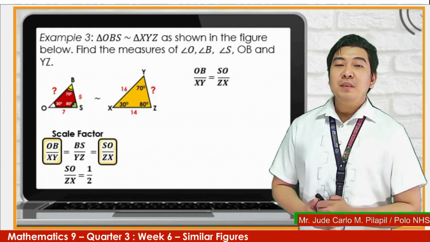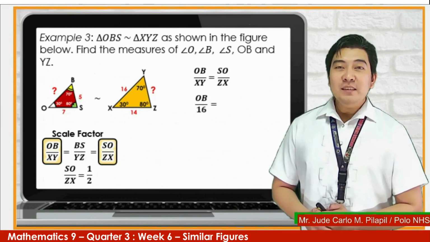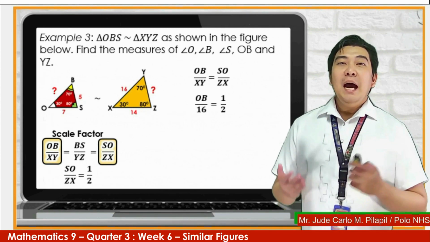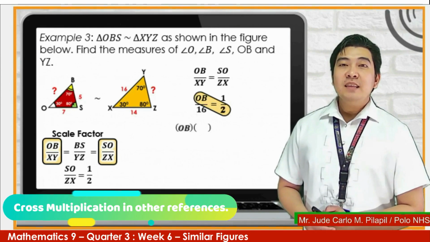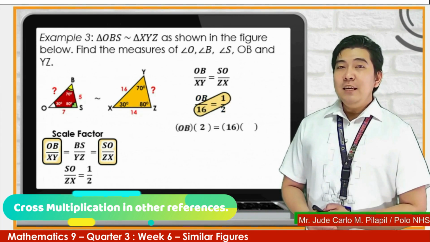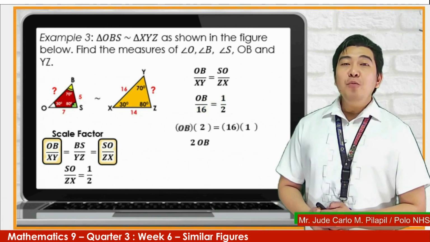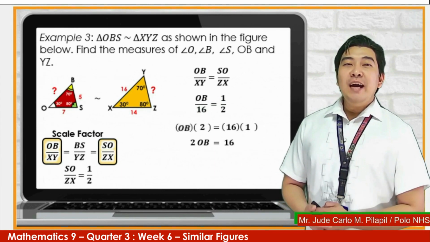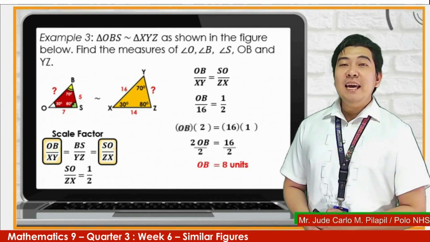Let us equate them. Substituting the values of the lengths, we will obtain OB over 16 is equal to 1/2, which is our scale factor. Applying the means and extremes theorem, we will multiply OB times 2. It should be equal to the product of 16 times 1. The result is now 2OB is equal to 16. To get the length of OB, we divide both sides of the equation by 2. Therefore, the length of OB is 8 units.